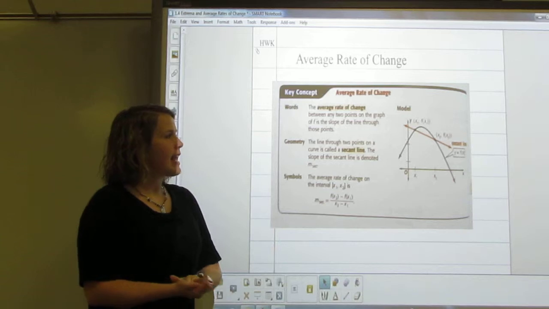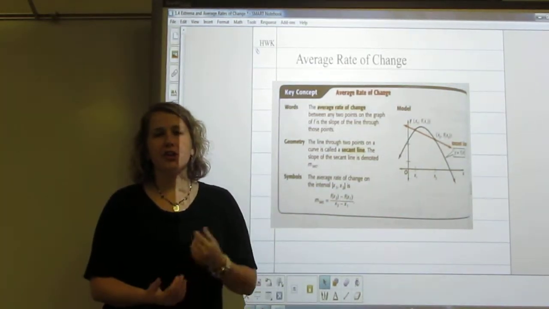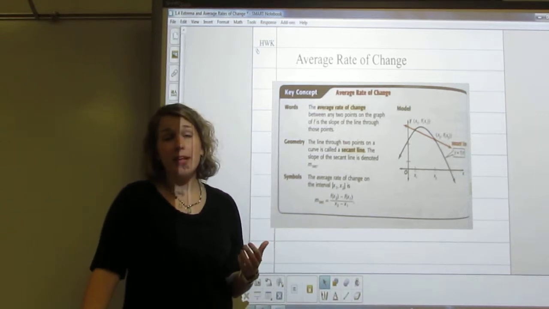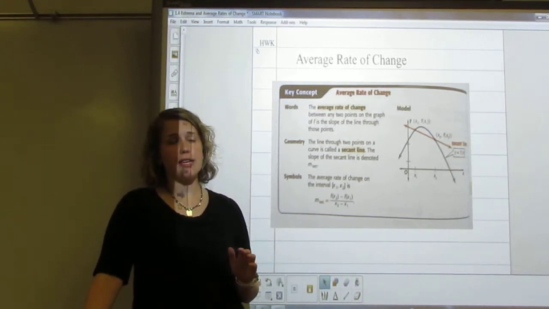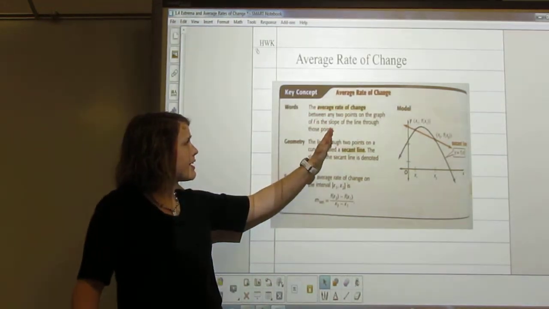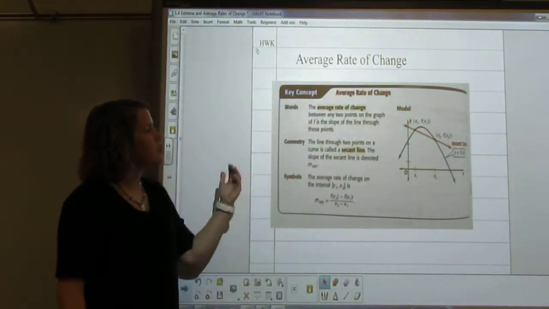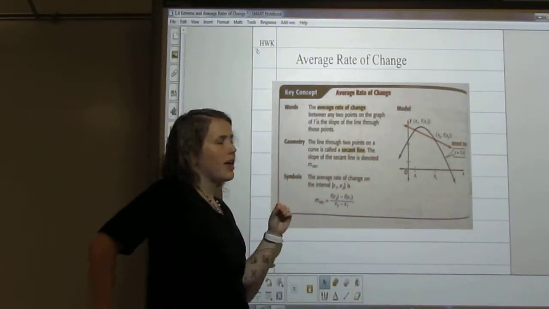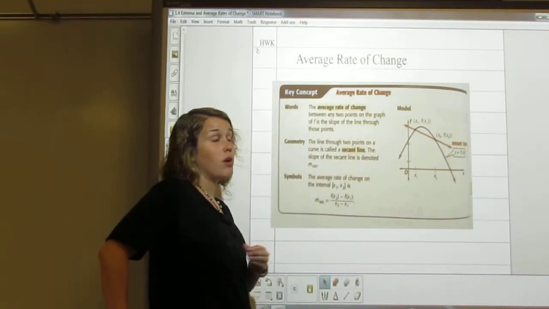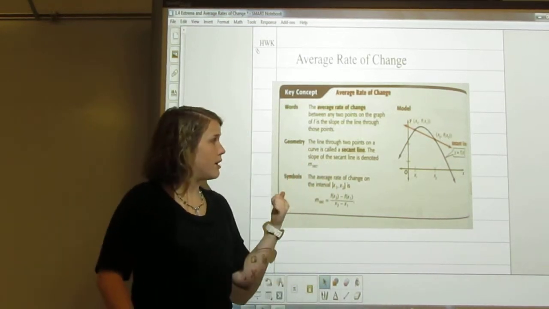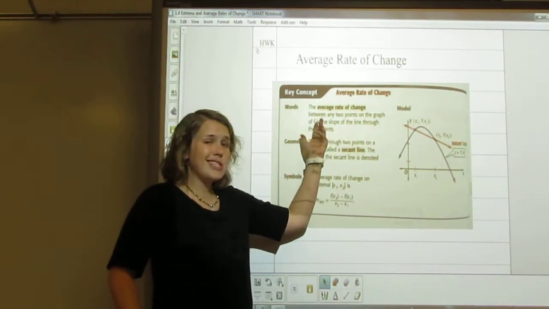You can find the average rate of change on a curve. And you may not think that that's super important, but actually it gets pretty important when you get to calculus. So you can find the average rate of change. The average rate of change between any 2 points on the graph of f is the slope of the line through these points. So if you're reading this from your book, or if you can maybe read it from this video, this should be pretty easy.